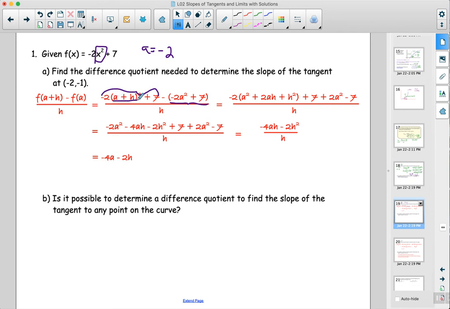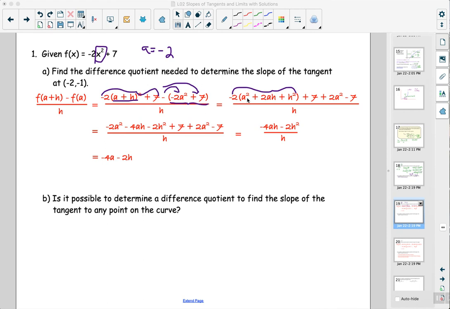Again, expanding this little bit here, I'm going to get a squared plus 2ah plus h squared. There's the plus 7. Distributing here, I get positive 2a squared. Distributing there, I get minus 7. That takes me to this line. I'm going to distribute this. I'm going to get negative 2a squared minus 4ah minus 2h squared.